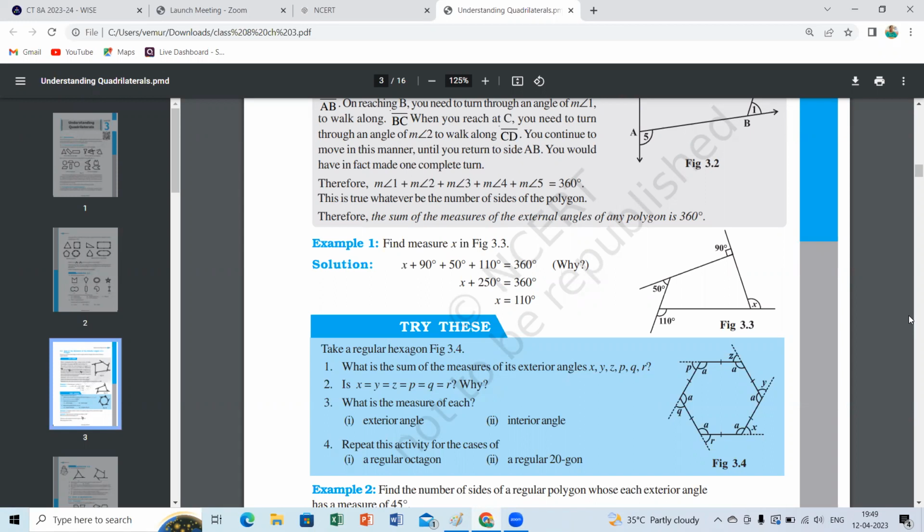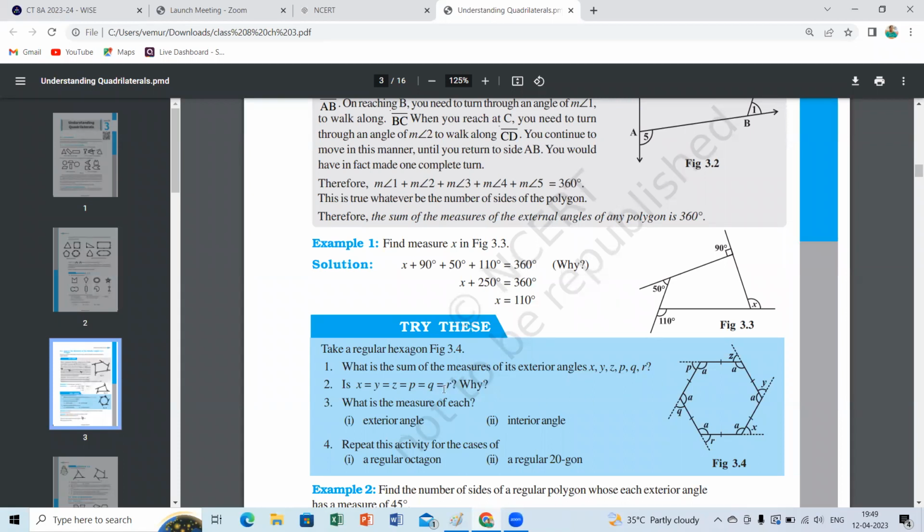What is the sum of measures of its exterior angles x, y, z, p, q, r? Okay, let me draw the figure. How many sided polygon is it, children? If you want angle P here, can we take it as 180 minus A? Because this is a straight line. Straight angle is 180. If I want angle P, can I write it as 180 minus A?